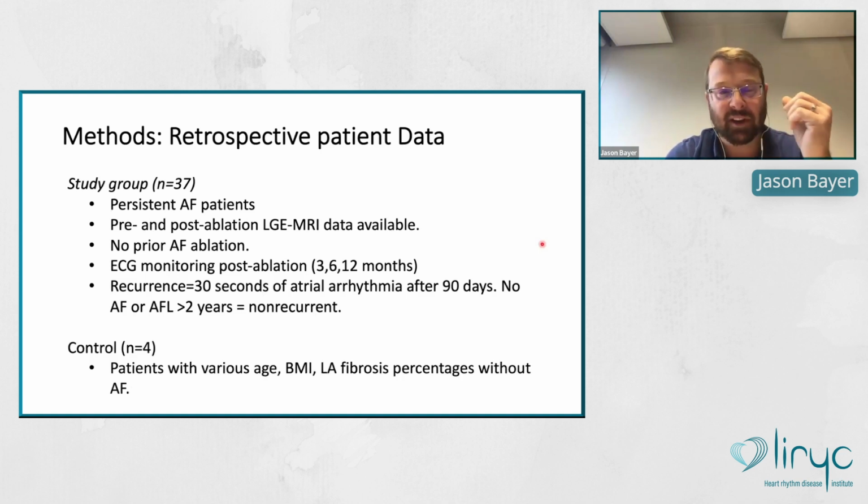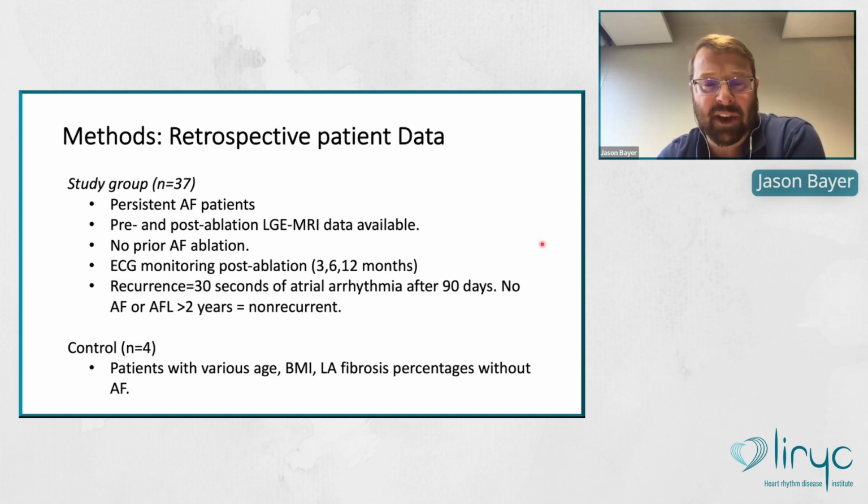And as usual, we have a control group in most modeling studies, and I don't know where the data specifically came from, it wasn't defined, but they had 4 patients of various age, BMI, and fibrosis percentages to try to compare with the results in these models with patients that did have AF.